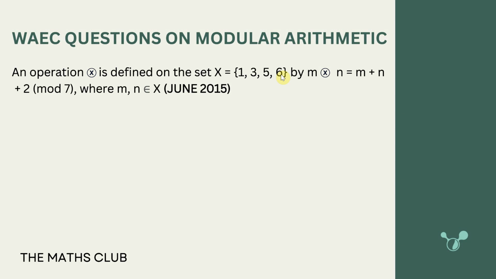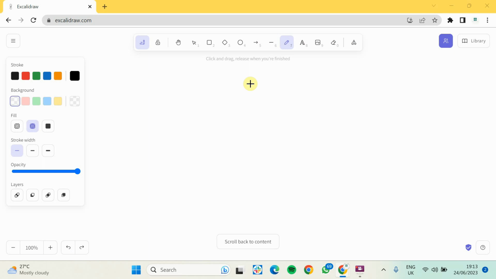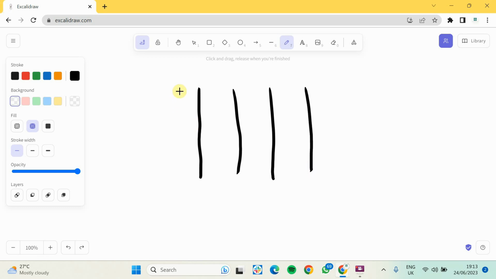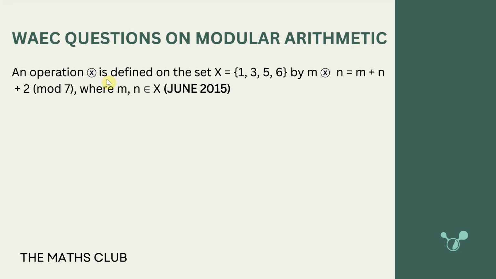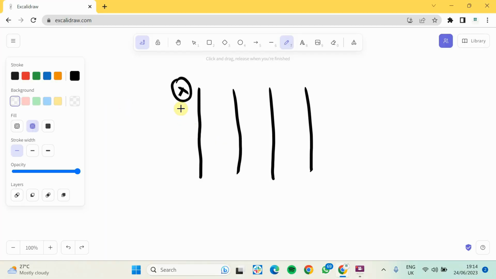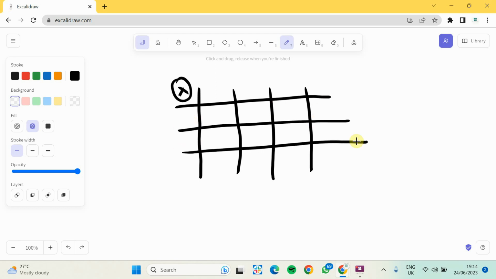Whenever you're given a kind of question like this, you have to use the box method. I call it the box method, I don't know the real name. Whenever you want to solve this kind of question, you have to create a box. So I'm going to create this box. This is the symbol that we are operating on, and I've also put a line here. So we have 4 columns here.